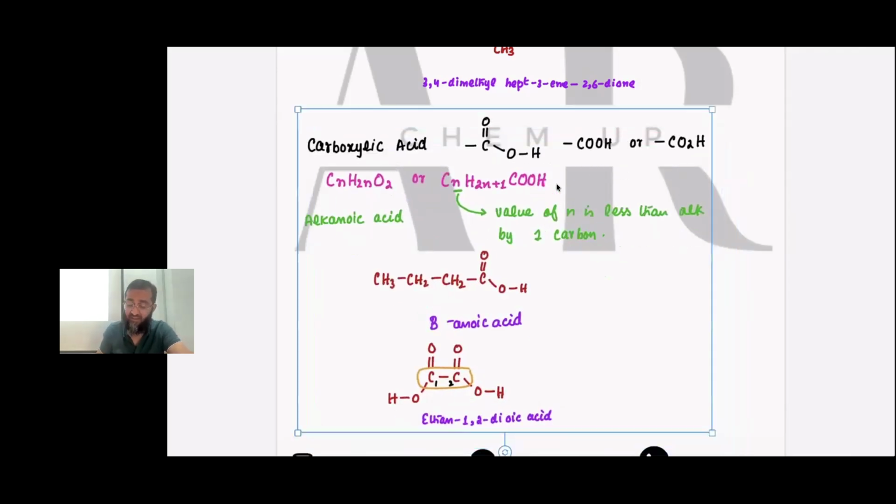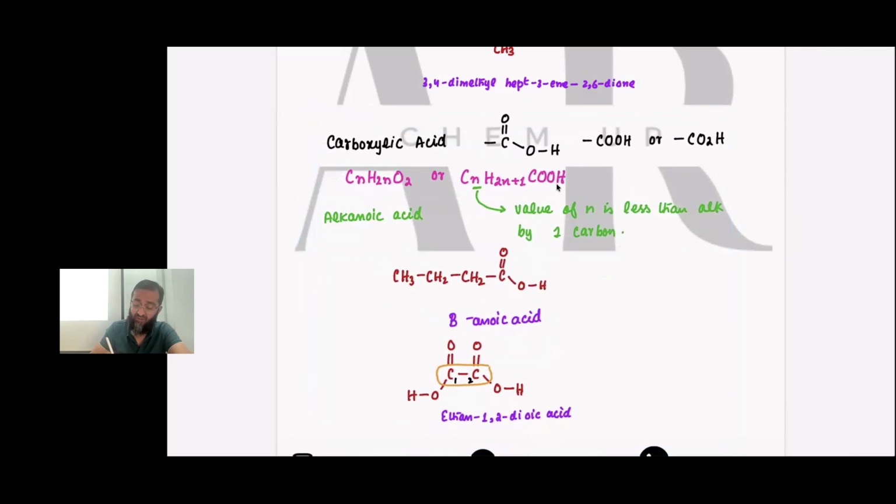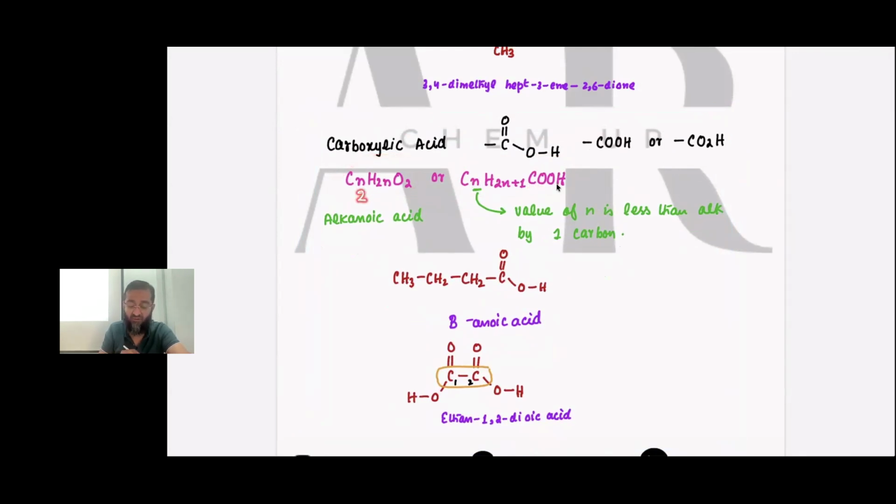Their general formula is CnH2n+1COOH. When we use this formula, we already have one carbon there, so we always put one carbon less than the name. For methanoic acid, I'm going to choose 0 because there is one carbon already there. But if I use the whole-molecule formula for methanoic acid, I'm going to use 1. For ethanoic acid, I'm going to use 2.